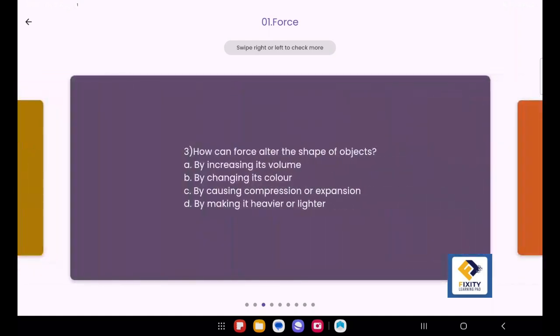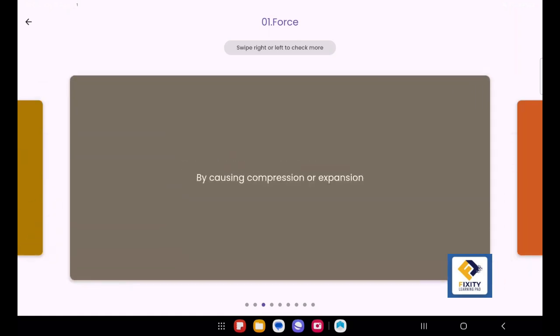All right, let us move forward. Now, how can force alter the shape of objects? By increasing its volume, by changing its color, by causing compression, means pressing, or expansion, or by making it heavier or lighter? Very easy question, students. By causing compression or expansion. Its volume is not going to change, only its shape is going to change because it can get compressed or expanded.